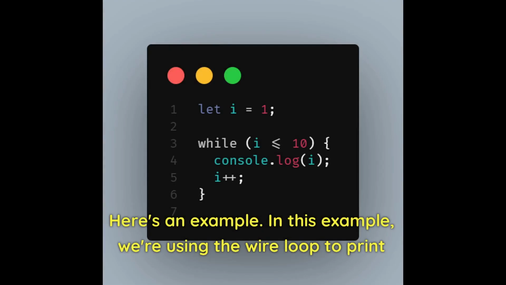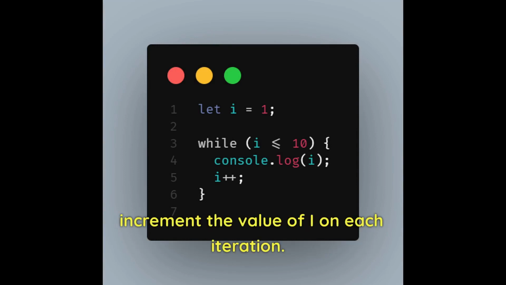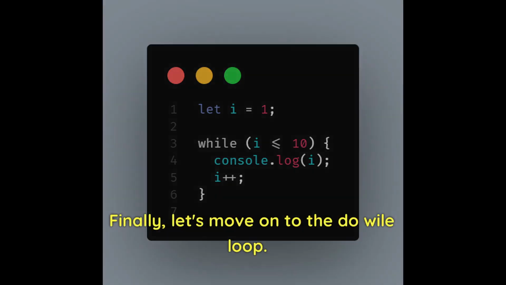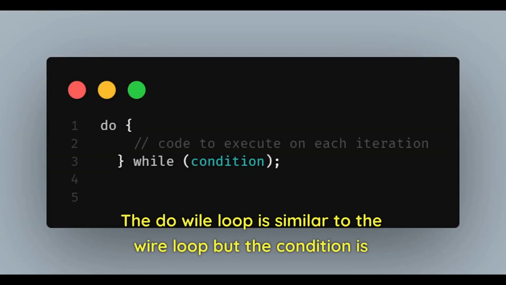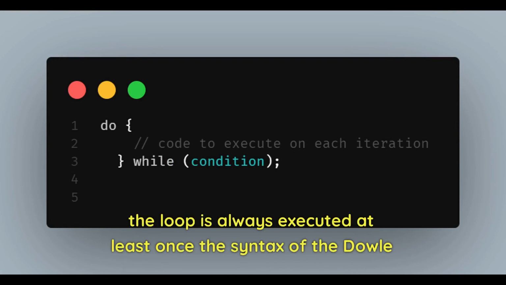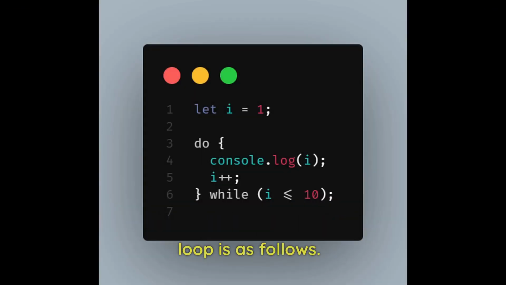Here's an example. In this example, we're using the while loop to print the numbers 1 to 10 to the console. Note that we need to manually increment the value of i on each iteration. Finally, let's move on to the do-while loop. The do-while loop is similar to the while loop, but the condition is checked at the end of the loop, which means that the code inside the loop is always executed at least once. The syntax of the do-while loop is as follows.